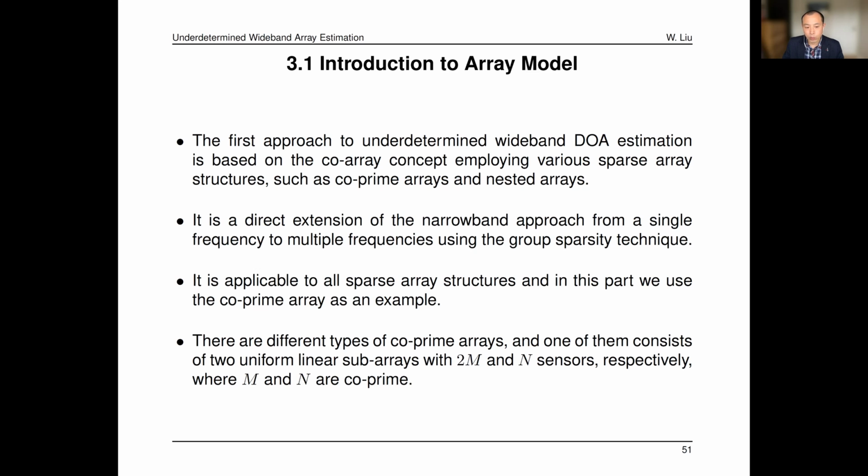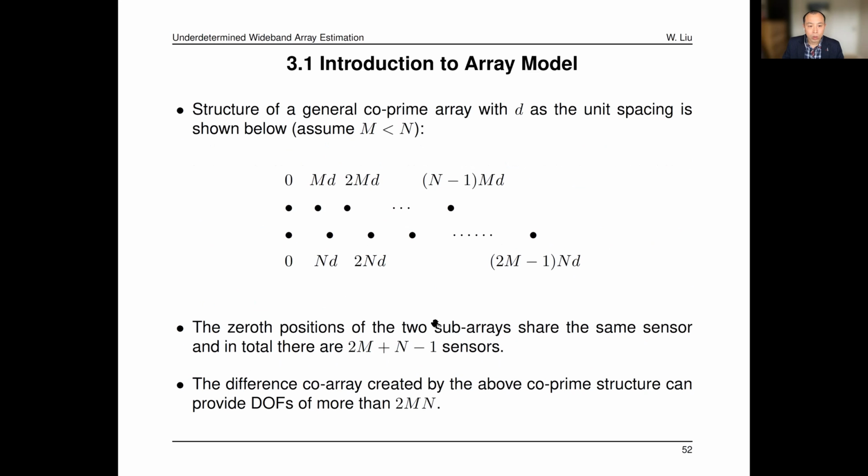And even for sparse arrays, there are different constructions. One of them, a typical one, consists of 2 uniform linear subarrays with 2M and N sensors respectively, where M and N are co-prime. So here is the structure. It's a general co-prime structure with unit spacing d.